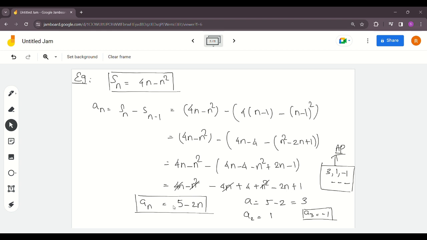So if the sum of n terms is given, then you can find the nth term, that is the general term of an AP, using this formula, Sn minus Sn minus 1. Now they may be asking you to find the AP also. Then you just have to substitute n as 1, 2, 3 and so on. If you substitute n as 1, you will get 3, the first term of the AP. If you substitute n as 2, you will get 1, the second term. If you substitute n as 3, you will get minus 1. So the AP becomes 3, 1, minus 1, and so on. This is how you find the general term when the sum of n terms is given.